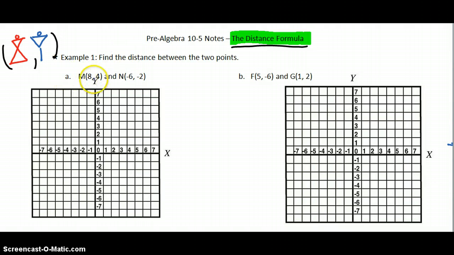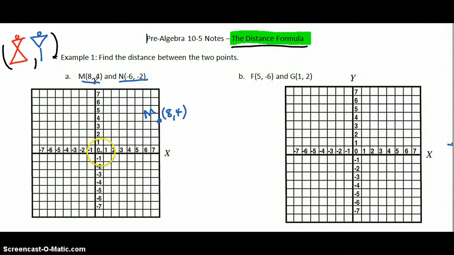So for example A, the first point we need to plot is M, and the coordinates of M are 8, 4. That means on the x-axis I'm going to move 8, and the y is 4, so on the y-axis I move up 4. So 8 over, and then y is up and down, so positive 8, positive 4. Here are the coordinates and the location of M.